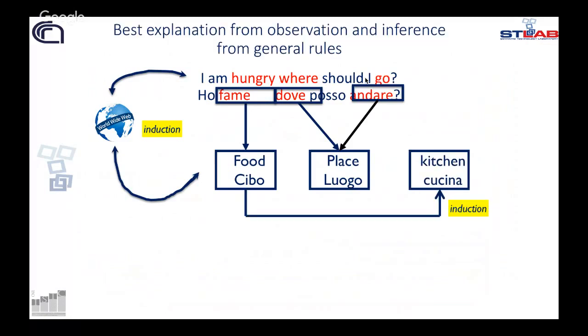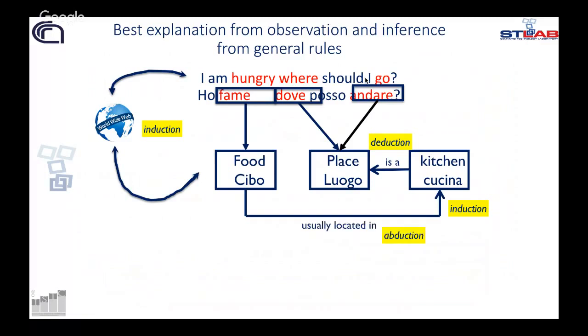Then we can actually derive, still with some inductive techniques, that food is a concept close to the concept of kitchen. So they can be close in a distributional sense. So for example, we're using distributional techniques to find out exactly this kind of relations. But then we know, for example, by using ontologies and linked data, that kitchen is a place.